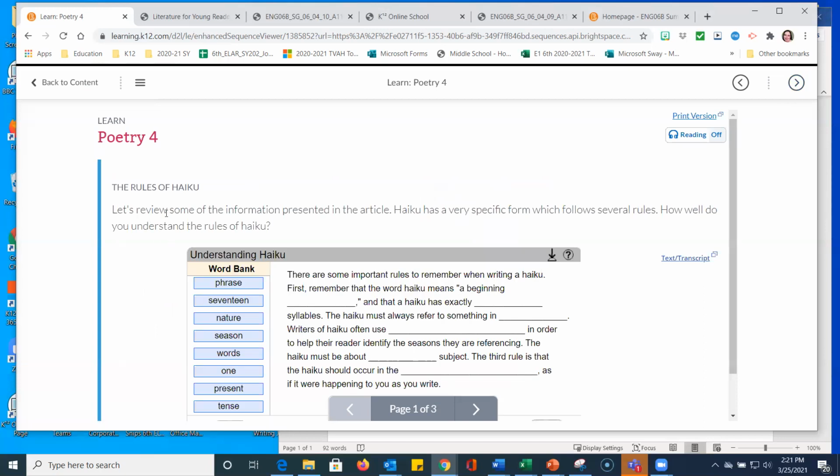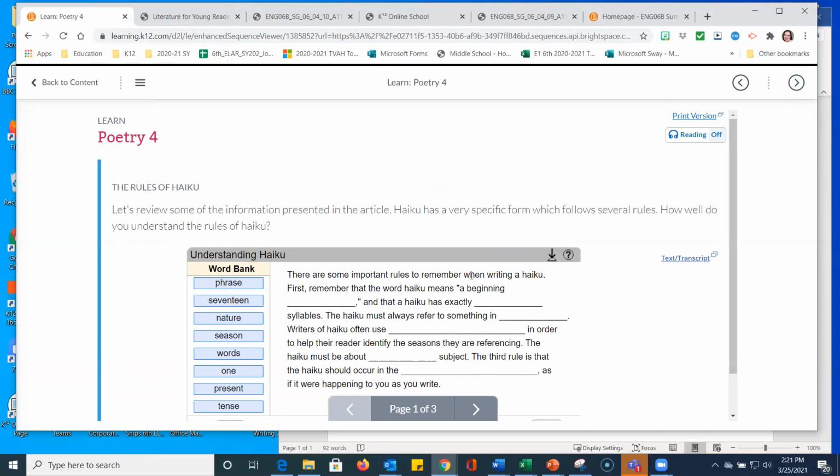The rules of haiku. Let's review some of the information presented in the article. Haiku has been a very specific form which follows several rules. How well do you understand the rules of haiku? Okay, we have phrase, 17, nature, season words, one, present tense.